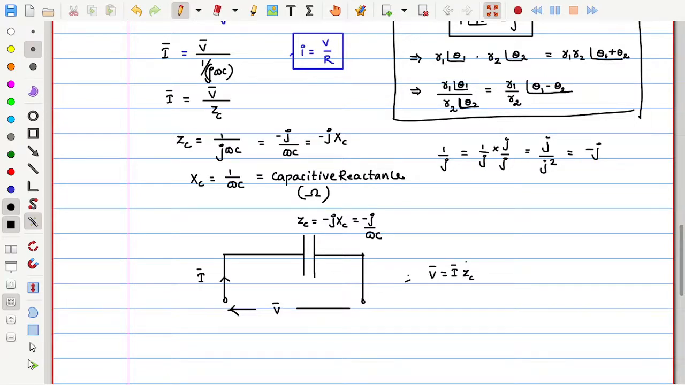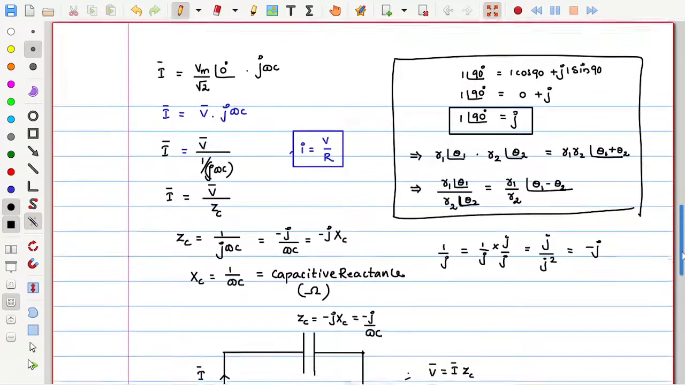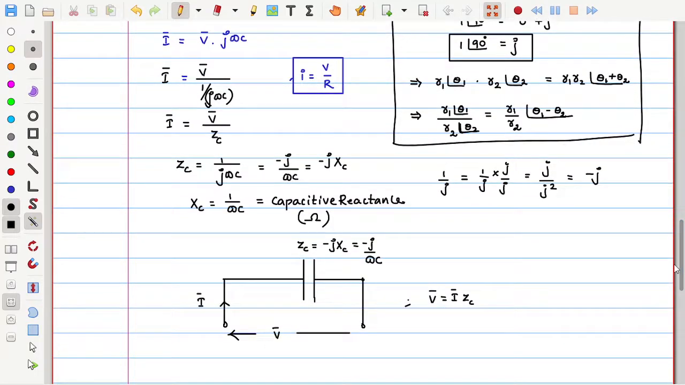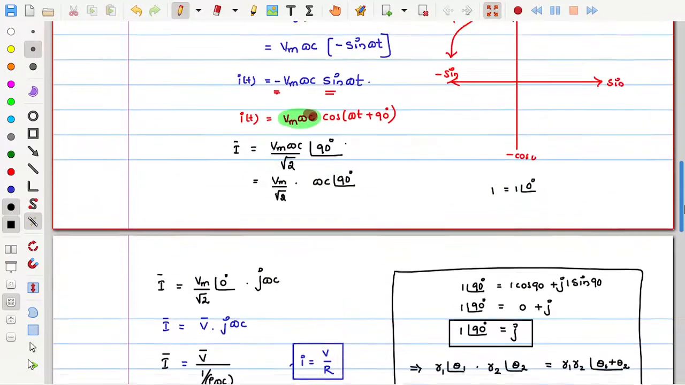Just like V is equal to IR form, now R is occupied by the Z. Remember that in an AC system, the resistance is equivalent to the impedance. Instead of writing resistance, we try to write everything in phasor form, and the resistance equivalent values are impedances. Okay? Right. So we got the important parameters, which are the capacitive impedance and capacitive reactance. Now let us see that further.